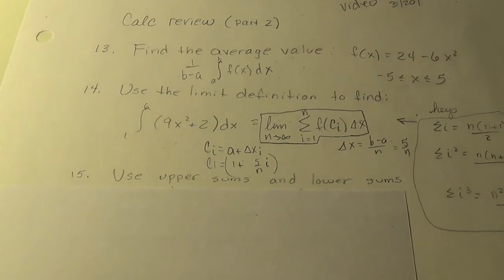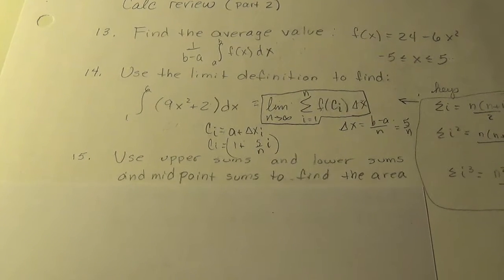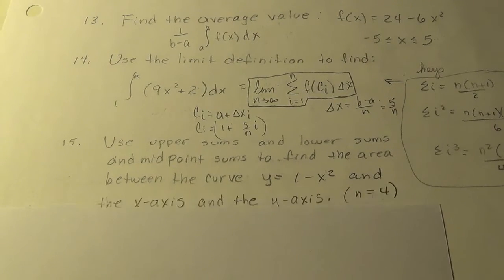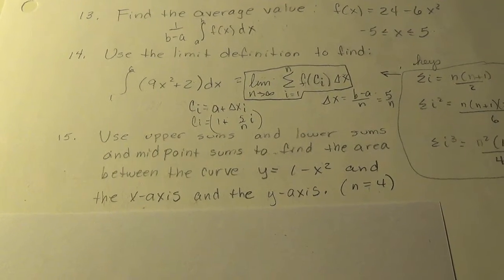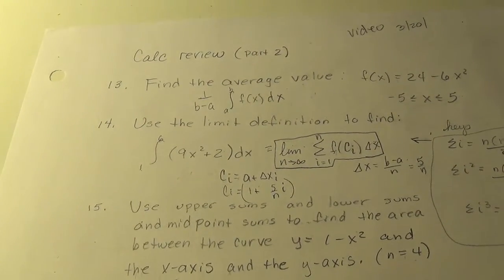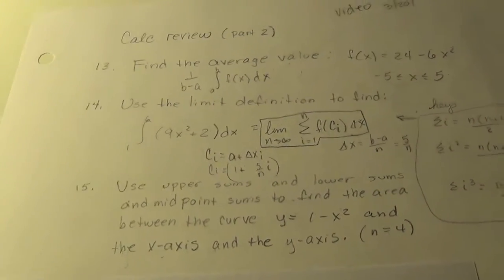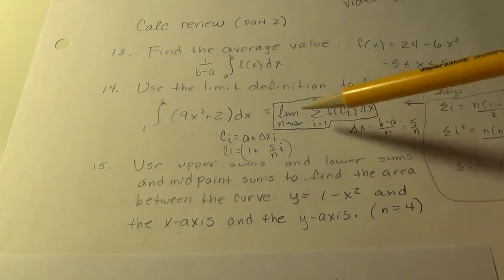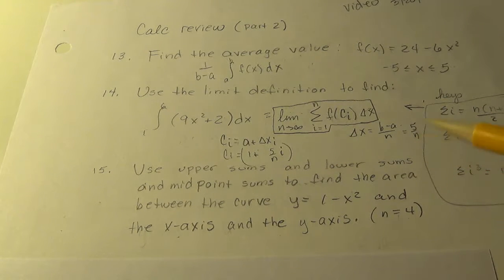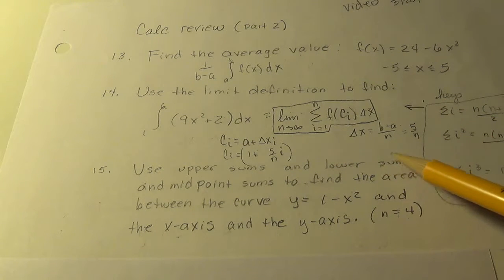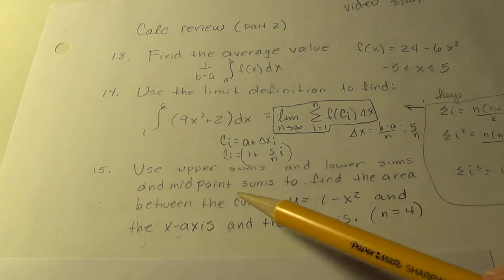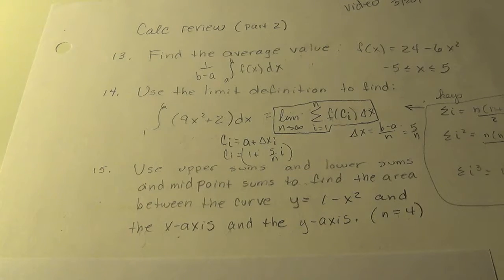And then I gave you a practice one, finding upper and lower and midpoint boxes to find the area between this curve and the x and y axis, and make 4 subintervals. Alright, that one's pretty straightforward, but I want you to do it 3 times. One with upper sums, one with lower sums, and one with midpoint sums. Alright, so the lower sum should be a little below the real area, the upper one above, and the midpoint should be in between the two.